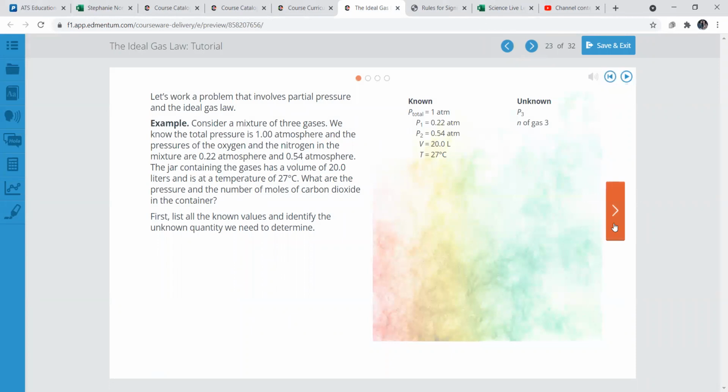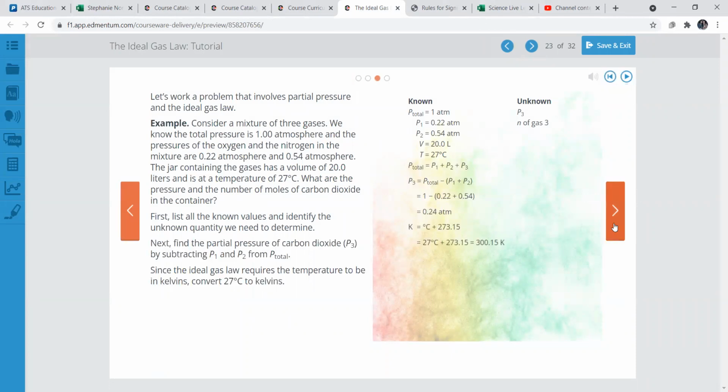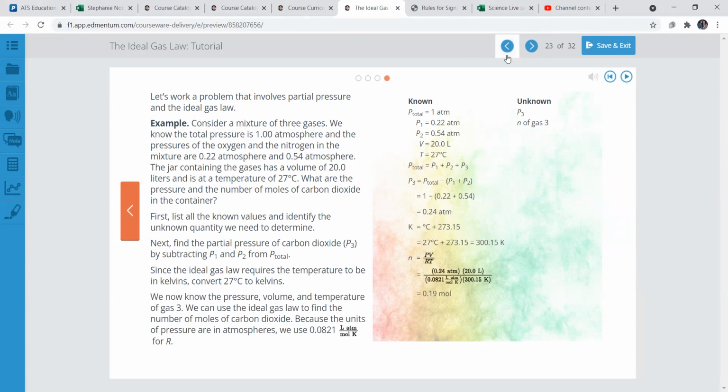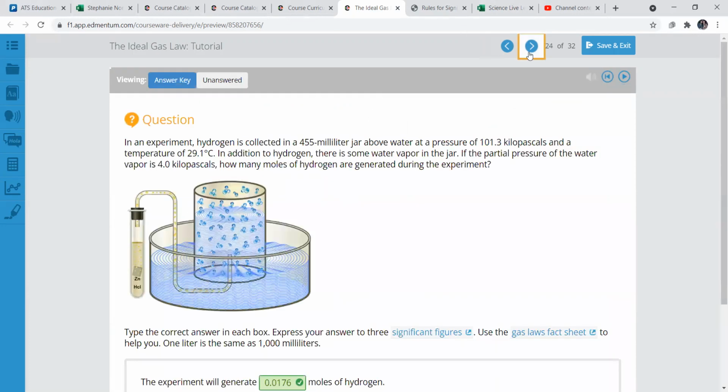And then here's another example of our formula. Remember, when converting temperature to Kelvin, you take the Celsius value plus 273.15, and that converts it to Kelvin. Again, it talks about significant figures. This question, we'll let you answer on your own. It's talking about pressure and temperature.